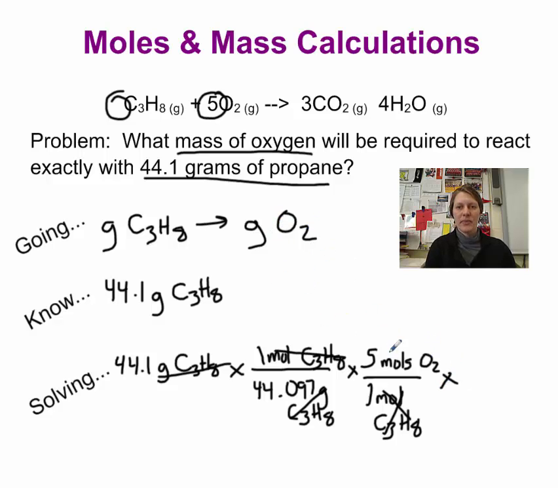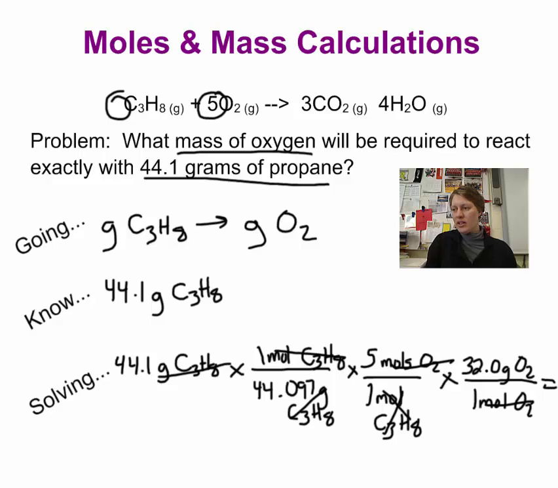And then the last thing I need to do is get from moles of oxygen into grams of oxygen. If I look at the periodic table, the molar mass of oxygen is 32.0 grams, because I have 2 oxygen atoms per 1 mole of oxygen. So I cross those units out, and I'm left with grams of oxygen. Now that's what the question was asking for, that's what I wanted to go to. So now I can figure out what that equals.